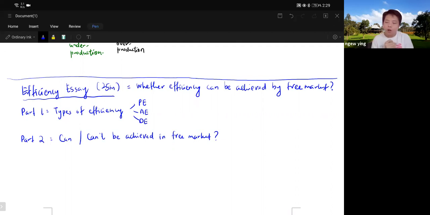Okay, now, overall, the efficiency essay is asking about whether efficiency can be achieved in a free market, or by market forces, or by the private sector, right? So part one, we are done. Part two, we need to explain, we need to discuss: yes, efficiency can be achieved by a free market under what kind of situation? No, efficiency can't be achieved in a free market under what kind of situation?